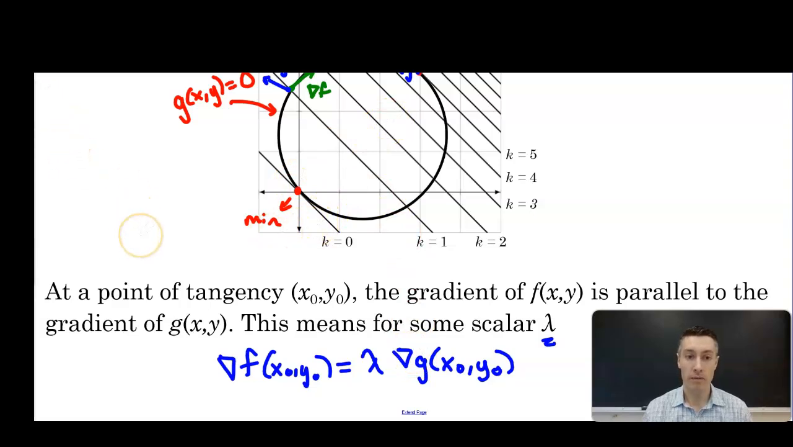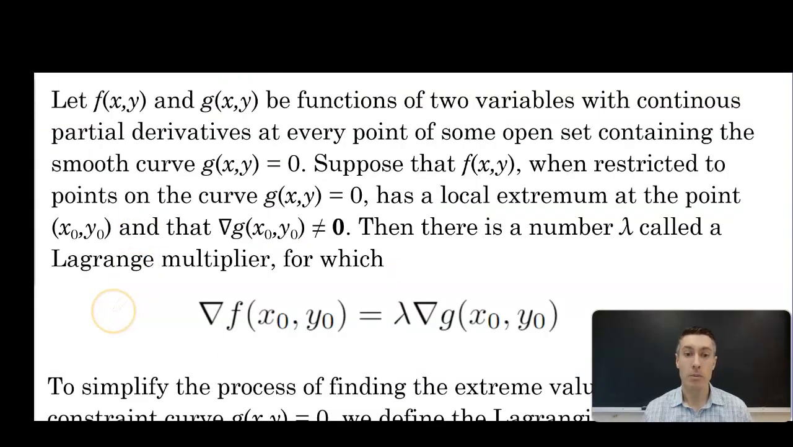More formally, let f and g be functions of two variables with continuous partial derivatives at every point of some open set containing the smooth curve g of x y equals 0. So basically we just have continuous functions and partial derivatives, and if we drew an open set around the set of level curves and the constraint curve, we're good. Suppose that the function, when restricted to the points on the curve, has a local extremum at the point x naught, y naught, and that the gradient of g is not equal to the 0 vector.